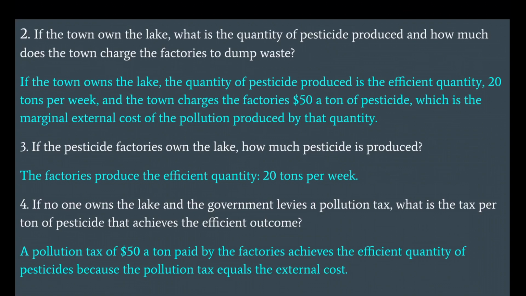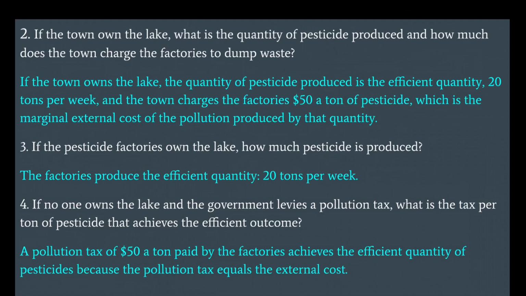If the town owns the lake, what is the quantity of pesticide produced, and how much does the town charge the factories to dump waste? If the town owns the lake, the quantity of pesticide produced is the efficient quantity, 20 tons per week, and the town charges the factories $50 a ton of pesticide, which is the marginal external cost of the pollution produced by that quantity. If the pesticide factories own the lake, how much pesticide is produced? The factories produce the efficient quantity, 20 tons per week.